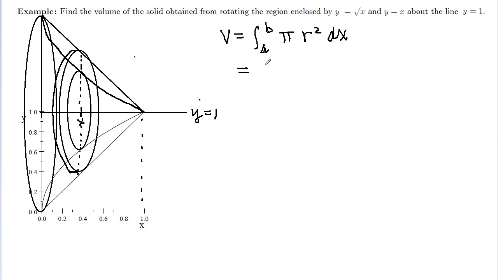So for us, we're going to be integrating or adding up those disks from 0 to 1, pi, and then we want an outer radius squared and an inner radius squared. So we're going to go from the line y equals 1 down here to the equations that we know. This one is y equals x, and then this one is y equals root x.